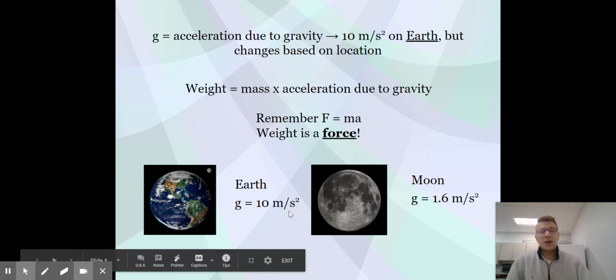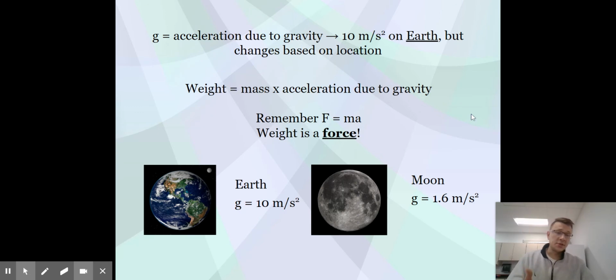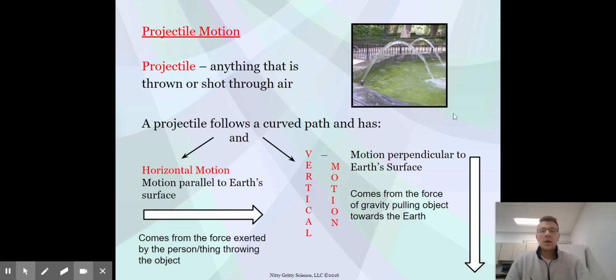And you can see the different values here of the acceleration due to gravity between Earth and the moon. You can see things accelerate a lot slower on the moon. And that's why you're going to see somebody float, because they're not being pushed back down towards the surface as aggressively as they are on Earth.